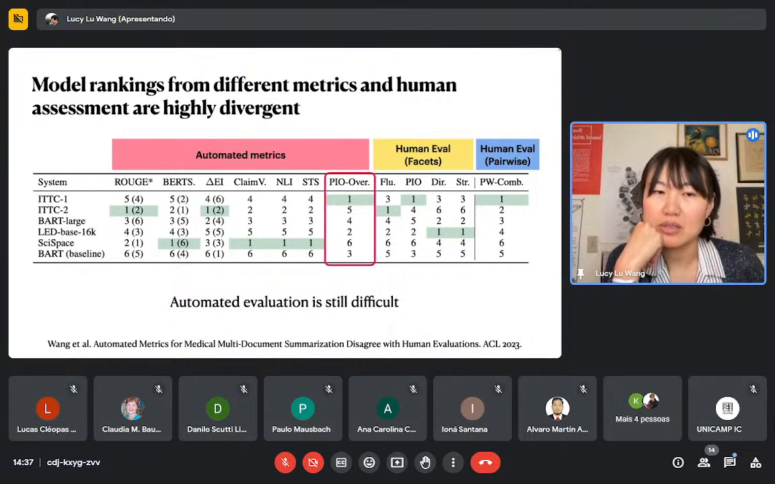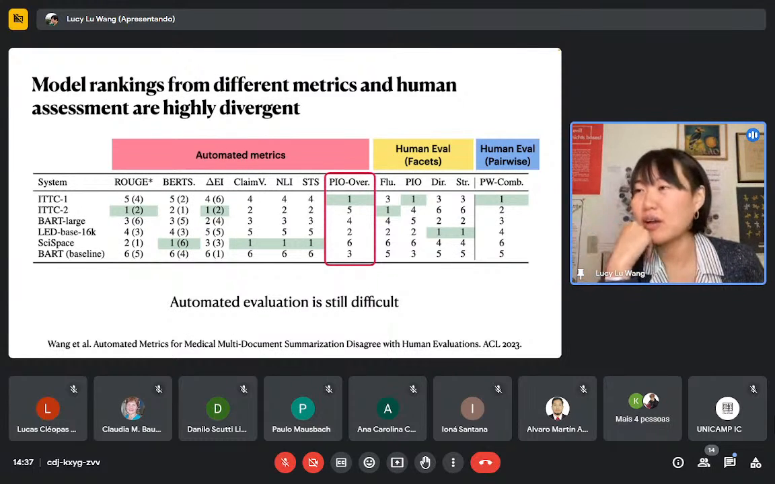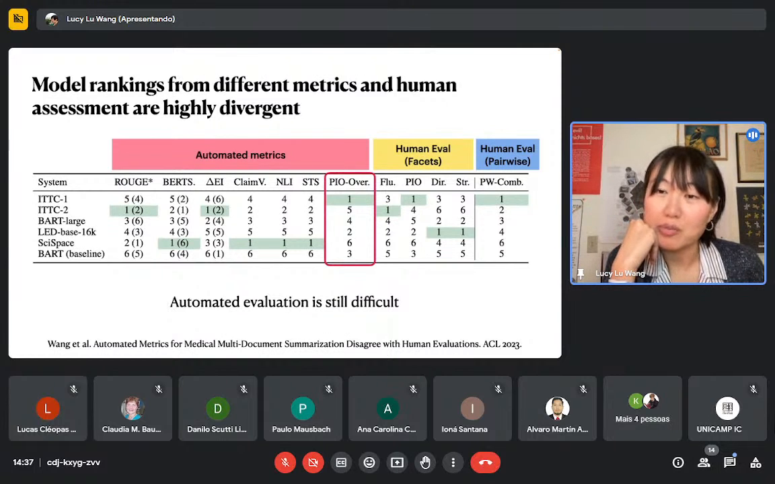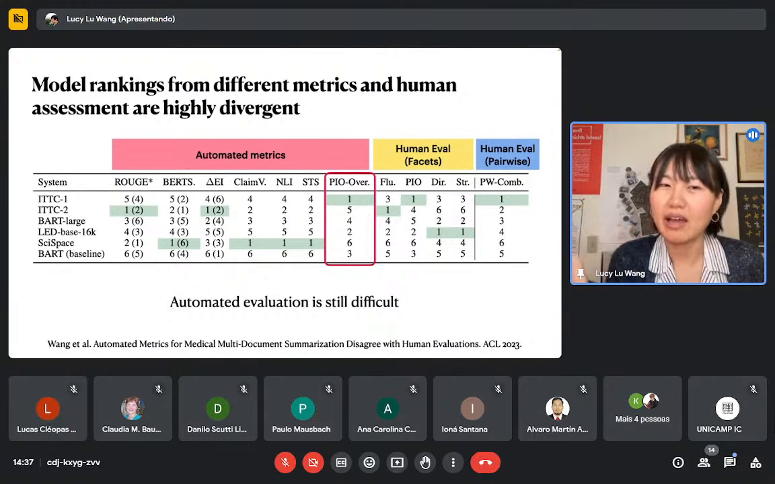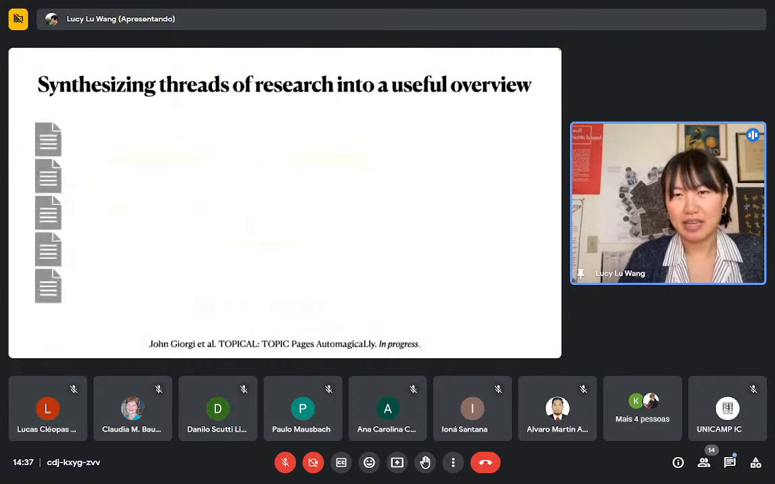And in this case, we actually have a reference summary. I think in the slides I'm about to show, there are a lot of multi-document summarization tasks for which we don't really have good reference summaries. They're even harder tasks. So here's an example.